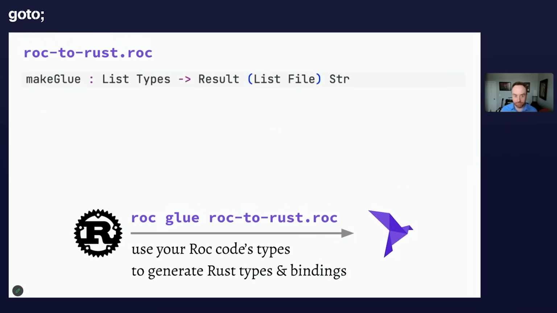So basically we have a function called make glue, and it takes as an argument this list of types. This is essentially a representation that the Roc compiler gives to this function that says, hey, here are the types of all the functions that you're exposing that Rust could call. Go ahead and return either a list of files that you want to spit out, like the generated Rust files, or else a string of an error that could have happened.